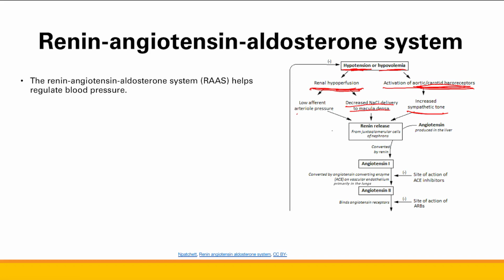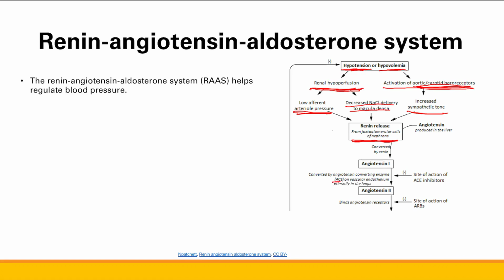So all of these different inputs are going to be sensed by the juxtaglomerular cells of the nephrons, and in response, these cells are going to release renin. Renin is a hormone, and its function is to convert angiotensinogen into angiotensin 1. Okay. So basically, low blood pressure causes renin release. Renin converts angiotensinogen to angiotensin 1.